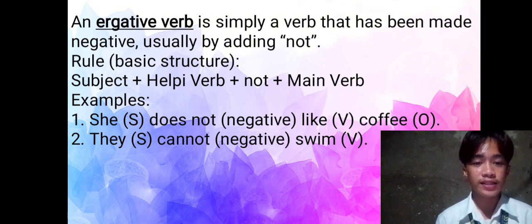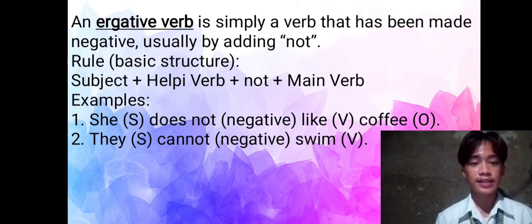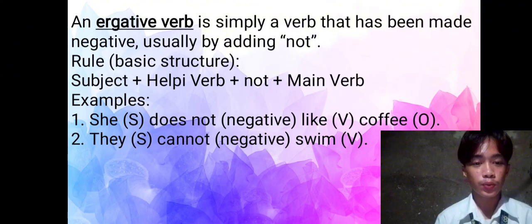So we have the examples here. She does not like coffee. So our subject here is she, and our negative here is not. So we add does not. Our main verb here is like, and our object here is coffee.